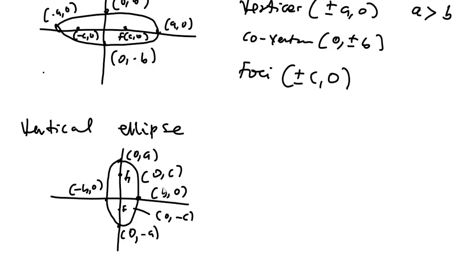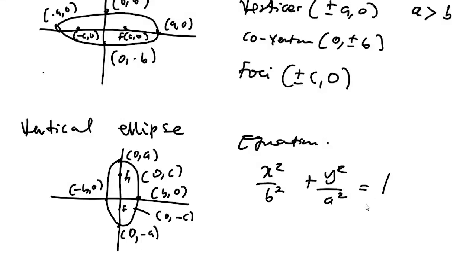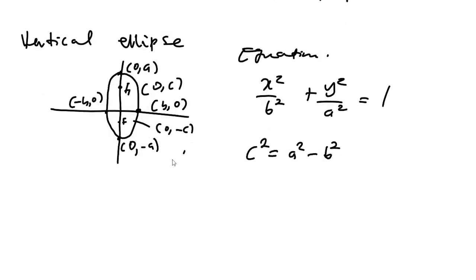So when it opens like this, the equation is in the form x squared on b squared plus y squared on a squared being equal to 1. And c squared should be equal to a squared minus b squared. Now, so in this case, looking at the diagram, you can see clearly that when it's the vertical ellipse, we have our vertices being what?